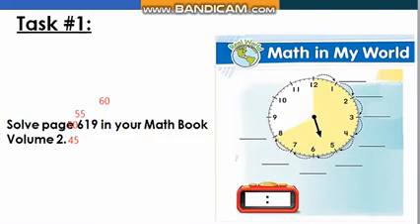And now get your math book because we're going to use it. Open page 619. Write the day and date. Okay, everyone? So what we are going to do is write the missing numbers over here. We're going to write the missing numbers. So can you help me? Okay, and let's get started.